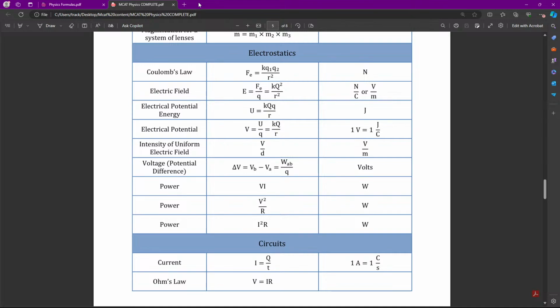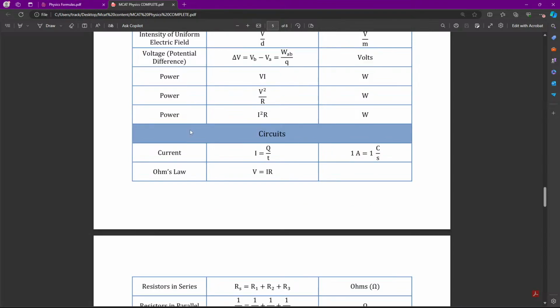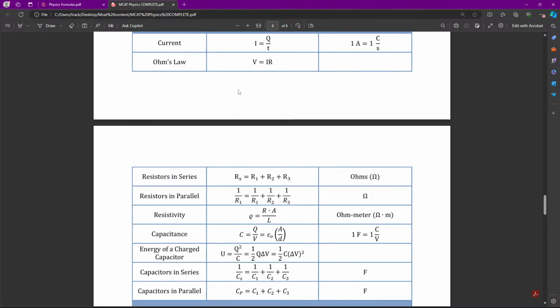Voltage difference is delta V equals VB minus VA, work over charge. Power is equal to V times I. Power is V squared over R. Power is equal to I squared R. Current, I equals Q over t. Ohm's law, V equals IR. Resistors in series, you add them. Resistors in parallel is the reciprocal of the sum of reciprocals. Resistivity is R times A divided by L.